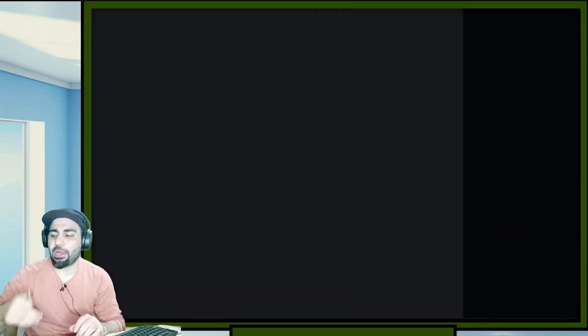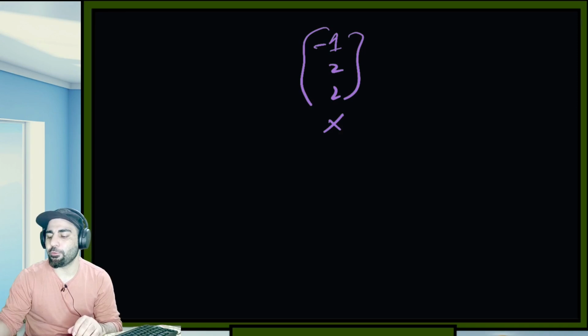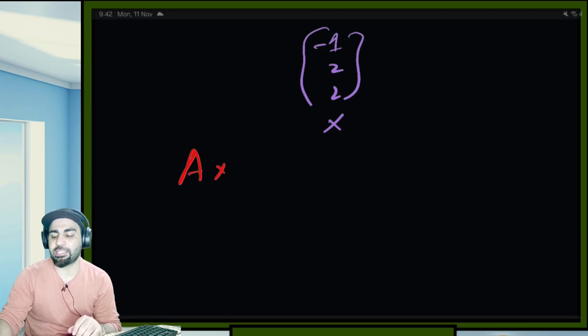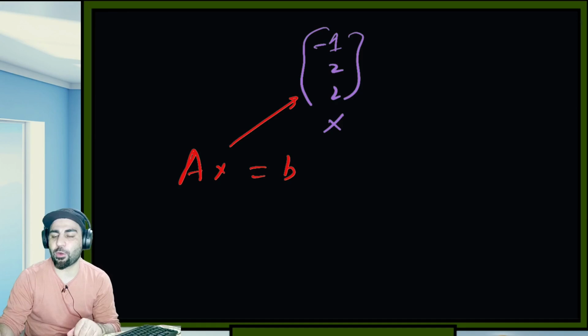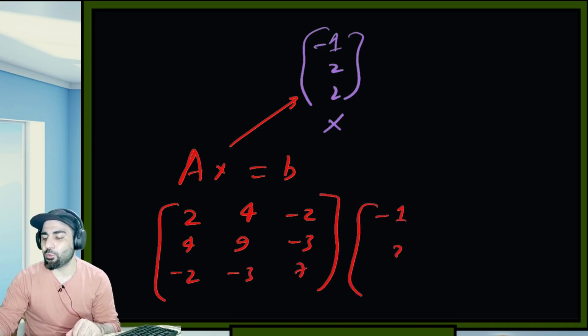The last thing that I want to add is this. So here the answer now is minus 1, 2, and 2. This is the answer. This is our x values. So now if you see this, the initial equation was Ax is equal to b. Now we got the x values. So what was the A? Let me write that coefficient matrix. So it is 2, 4, and minus 2; 4, 9, and minus 3; and minus 2, minus 3, and 7. This is my A. And now x is equal to minus 1, 2, and 2.